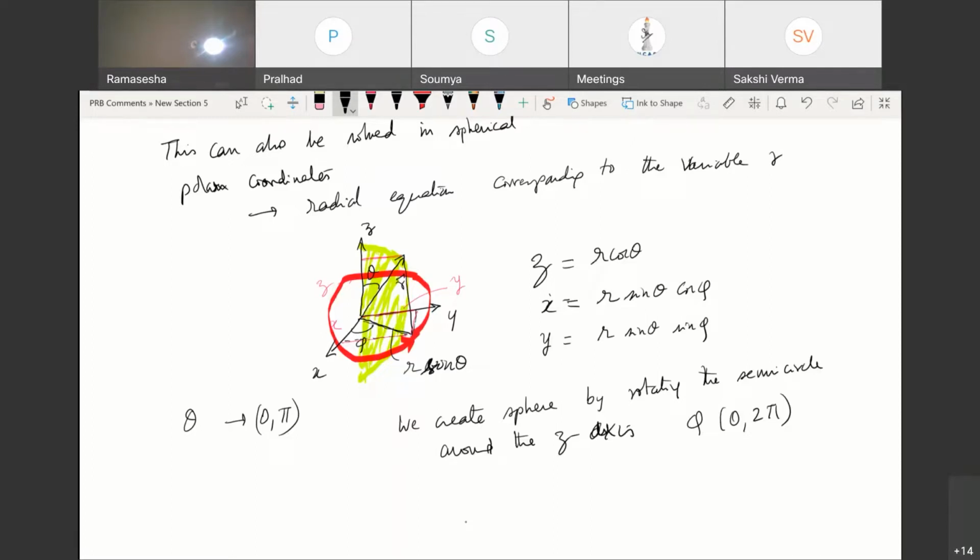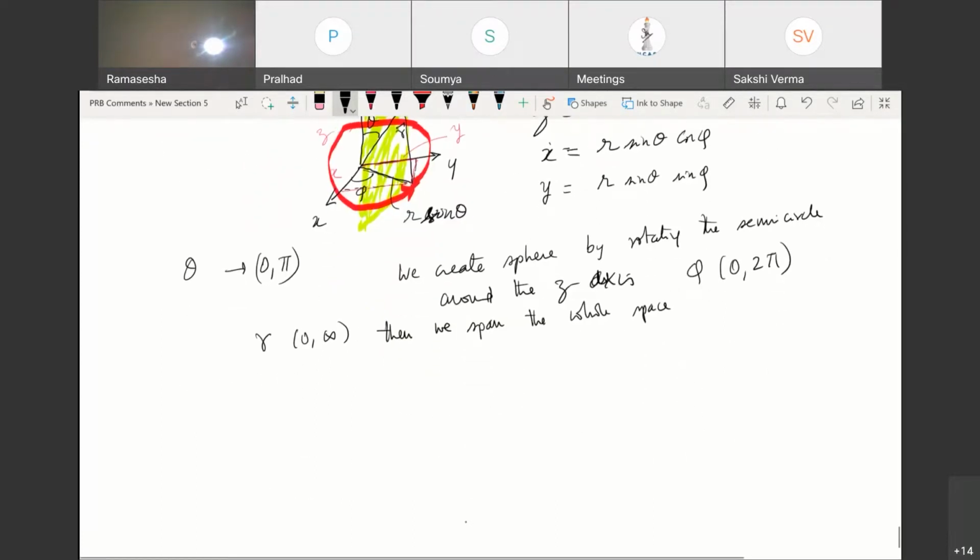And now if you take the length from 0 to infinity, then we span the whole space. So if you want to span it, then r has to go from 0 to infinity, theta from 0 to pi, and phi from 0 to 2 pi. So that is why in the spherical form, you integrate 0 to infinity, 0 to pi, and 0 to 2 pi for r, theta, phi.